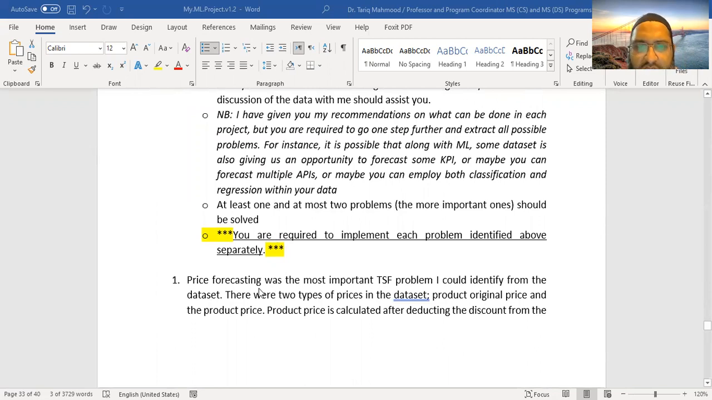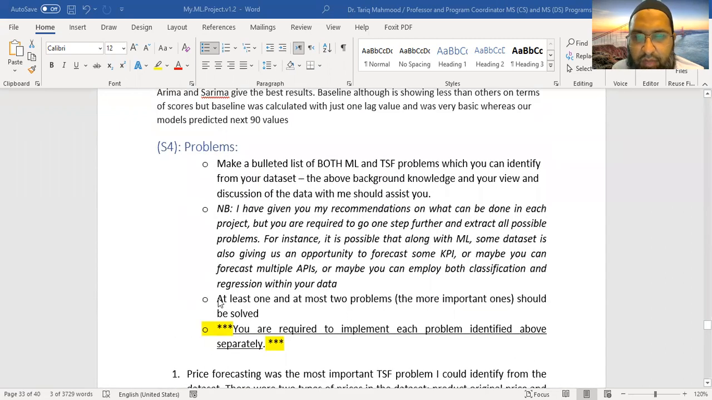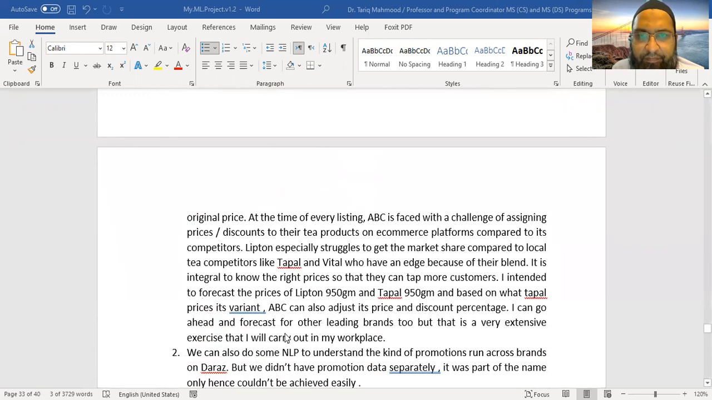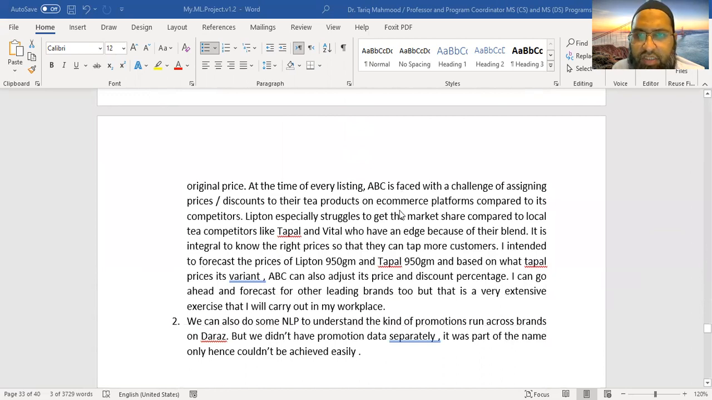So price forecasting was the most important KSA problem I could identify from the data set. This is the requirement that I gave to the students. There are two prices, the original price and the discounted price. The challenge being faced is to assign prices or discounts to their tea products on e-commerce platforms, which we have done before as well.